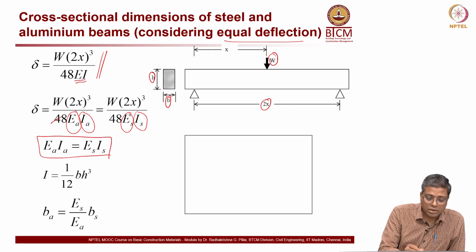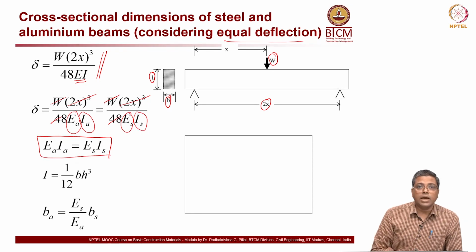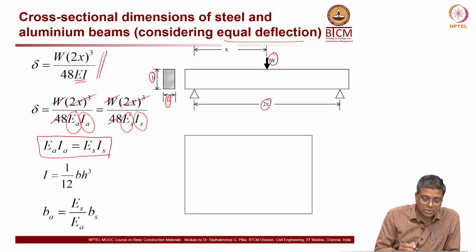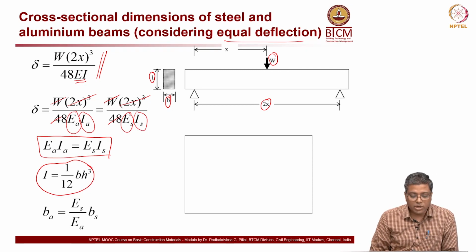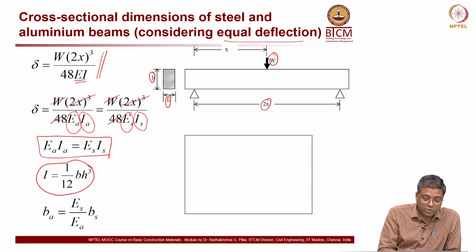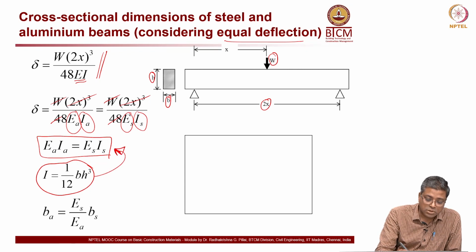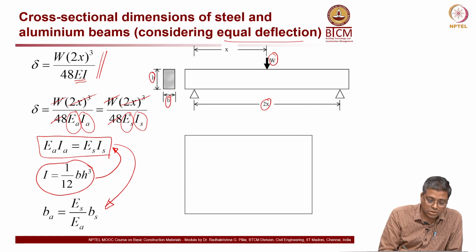Now, if you compare that, I can make this equation by cancelling the 48 and W. So, I can say that EA IA is equal to ES IS. Now, what is I? It is a rectangular section, so I is equal to BH cubed divided by 12. Now, if I substitute this into this, I can get this equation, where the width of the aluminum section required will be something like this.